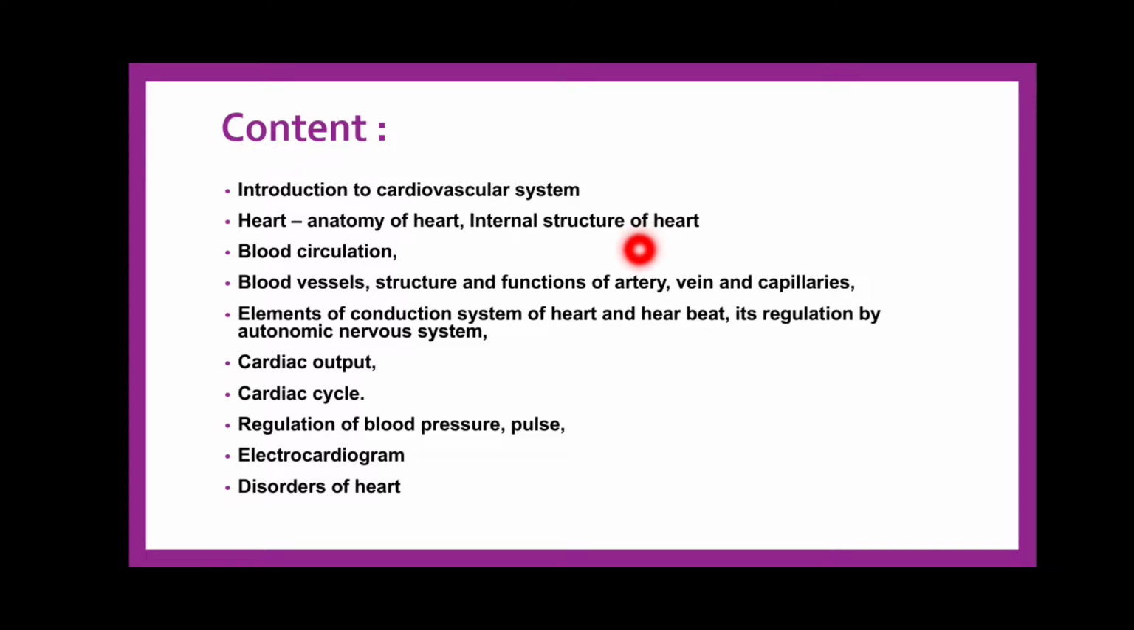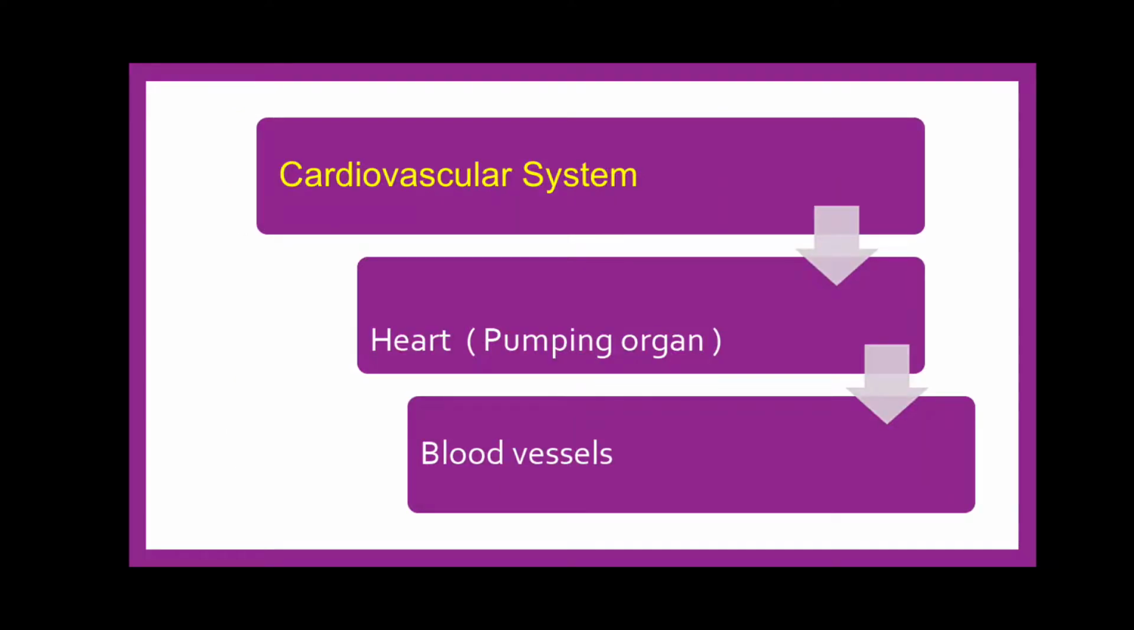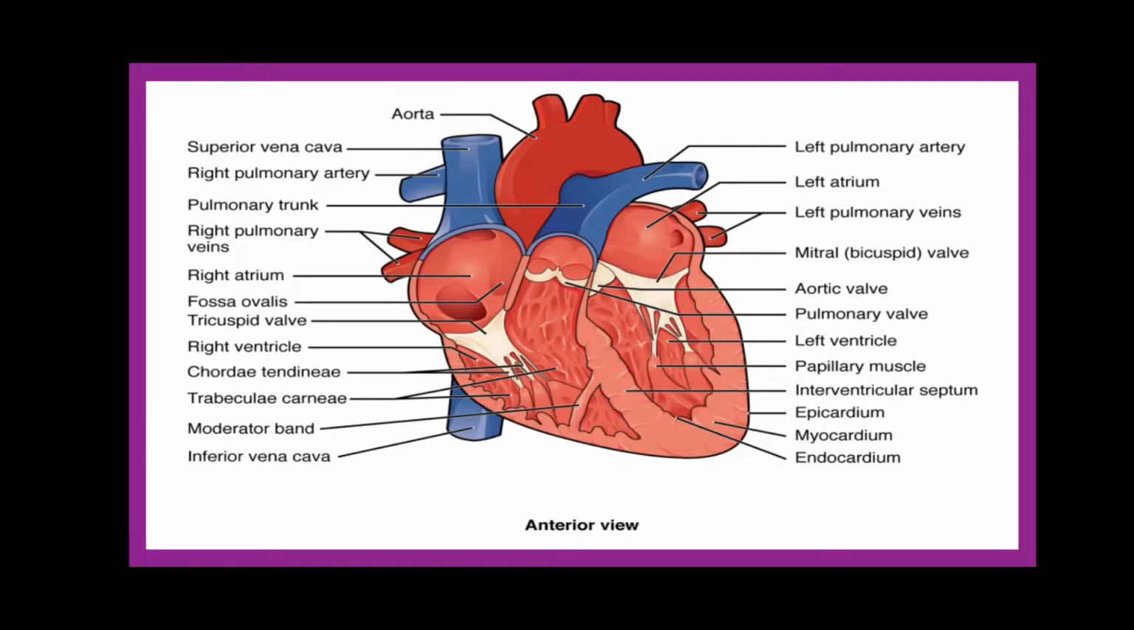As you all know, the heart has an internal structure as well as an outer structure. You will find some layers which we will be studying in the external structure of the heart. As far as the internal structure of the heart is concerned, we are going to talk about a few things. In the last video we saw that the cardiovascular system comprises the heart and the blood vessels. Now we are on the heart, which is the pumping organ of the body, and on its internal structure.